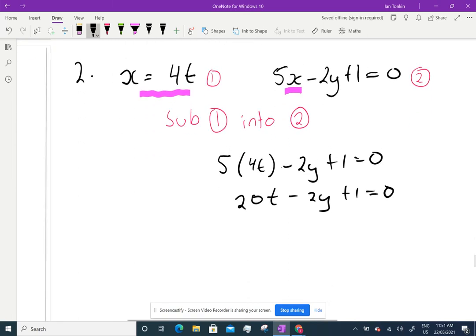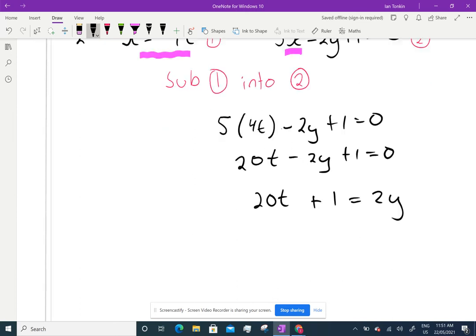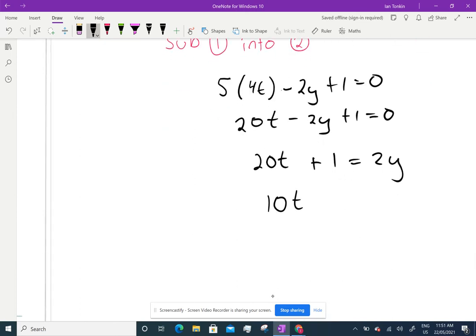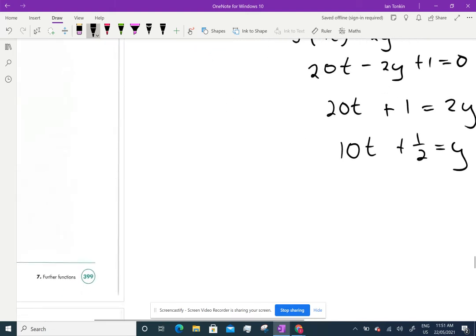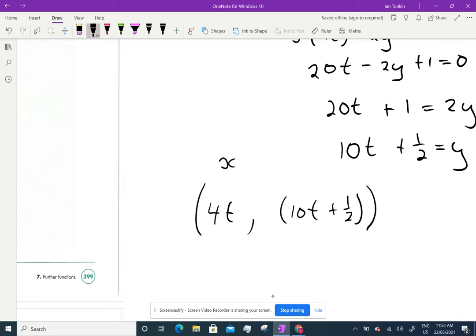This was an example question, and there's a misprint in there. Let's take the 2y over the other side. So I get 20t plus 1 equals 2y. And let's divide everything by 2. I get 10t plus a half equals y. Now I have a parametric form of the equation, and it's 4t, and I'm going to write another set of brackets here, 10t plus a half. That's my x, and that's my y, and that's the parametric form of the equation.